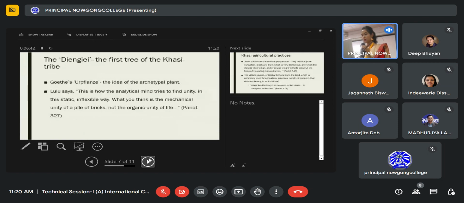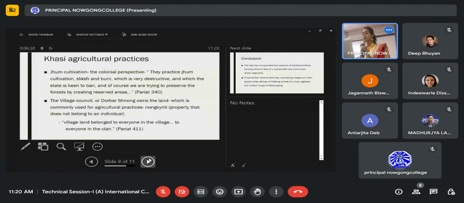The Diengi, or the first tree of the Khasi tribe, is also shown, which can be compared to Goethe's earth plants, or the idea of the archetypal plant. Now we go to the Khasi agricultural practices that have been shown in the text, mainly jhum cultivation and, as I have shared, the sharing of the common land, that is Nongkinte.